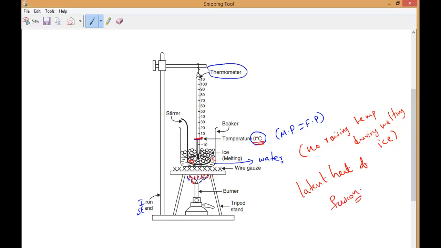Have you understood? So once it has fully converted into liquid, then what will happen, guys? Then we can see the temperature will rise. Clear?